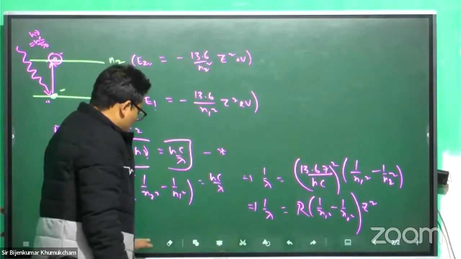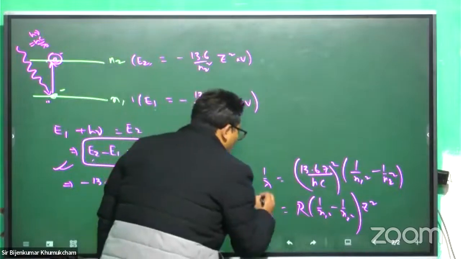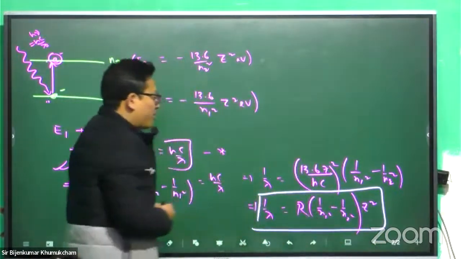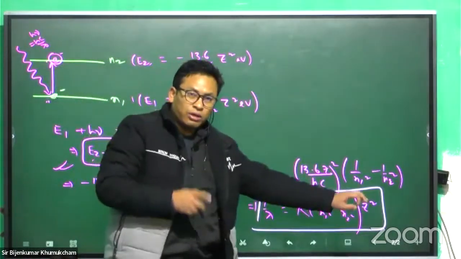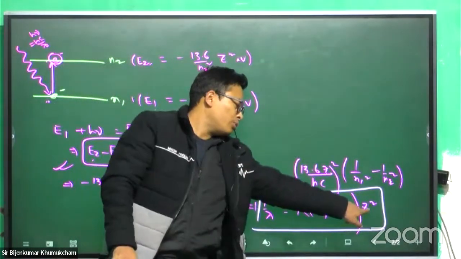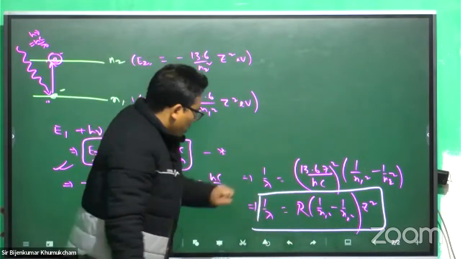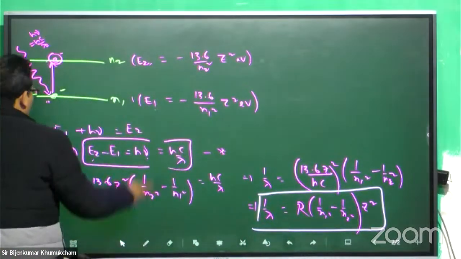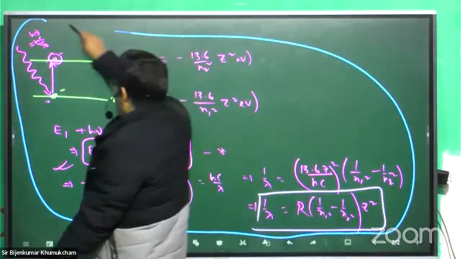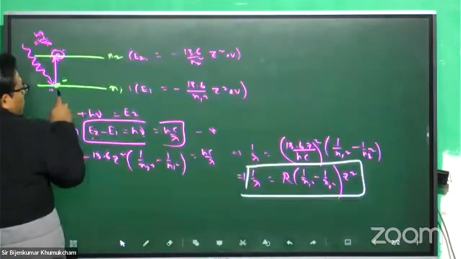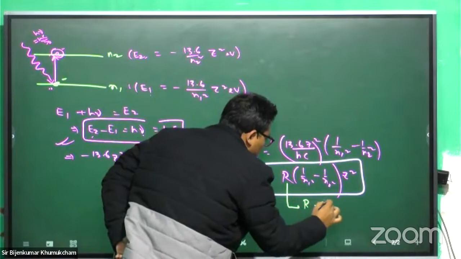It is used both in atomic chemistry and physics. So 1 by lambda equals R times Z square times 1 by n1 square minus 1 by n2 square. Z is the atomic number. Most of the time they will ask for hydrogen, and for hydrogen Z is 1. This R value is what we call the Rydberg constant. So R is nothing but the Rydberg constant.